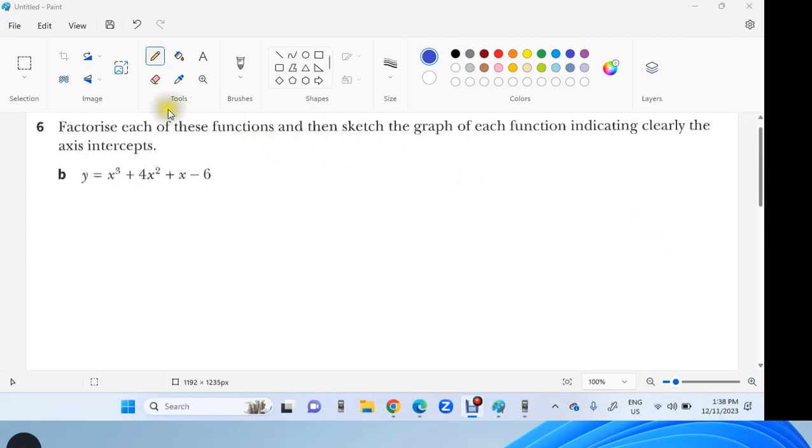So we look at this question. They want us to factorize each of these functions and then sketch the graph of each function, indicating clearly the axis-intercepts.